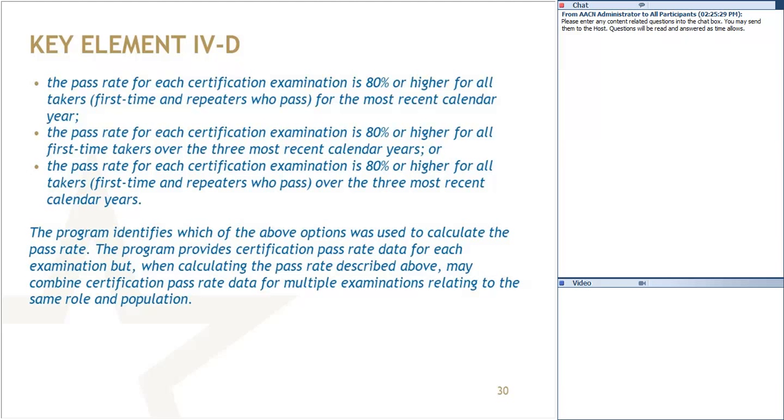If there are multiple exams that relate to the same role and population focus, you may combine the data. Obviously, you're not combining data for a psych exam and a family NP exam, but if it's the same role and population focus, you may combine the data.